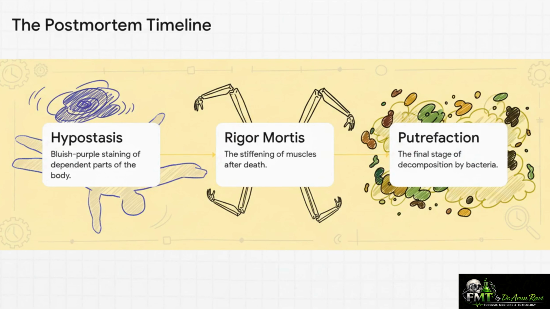After death, the body is kind of like a clock, and it follows a really predictable schedule. First up is post-mortem hypostasis, which is just a fancy way of saying that gravity pulls the blood down, causing a purplish stain. Then comes the famous one, rigor mortis, that stiffening of the muscles. And finally, you get putrefaction, which is when bacteria start to break everything down. Each of these stages is a huge clue for determining the time of death.